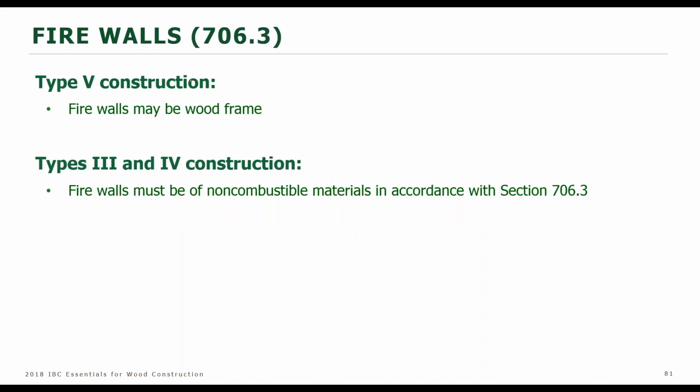Okay. Only in type 5 can they be wood frame. You can have wood frame firewalls, but only in type 5 under the IBC. In type 3 and 4, they have to be non-combustible. So there's no wood frame firewalls, types 3 and 4.